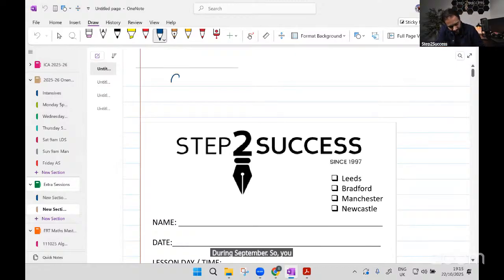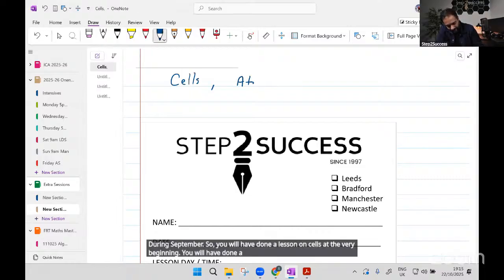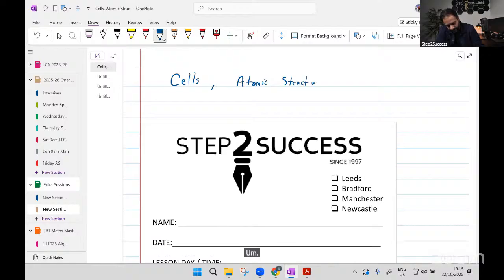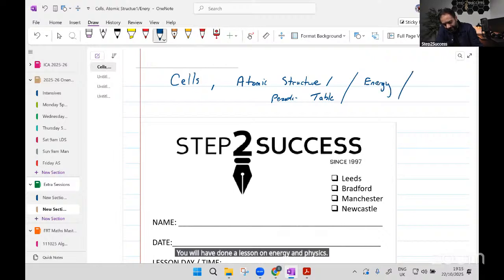So you will have done a lesson on cells at the very beginning. You will have done a lesson on atomic structure in chemistry, called atomic structure and the periodic table. You will have done a lesson on energy in physics, and you did some rearranging equations in maths. Everything you have done more recently shouldn't be part of the test. By more recently, I mean the last couple of weeks.